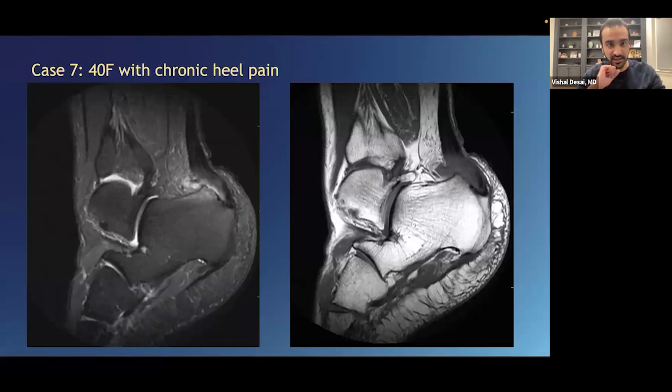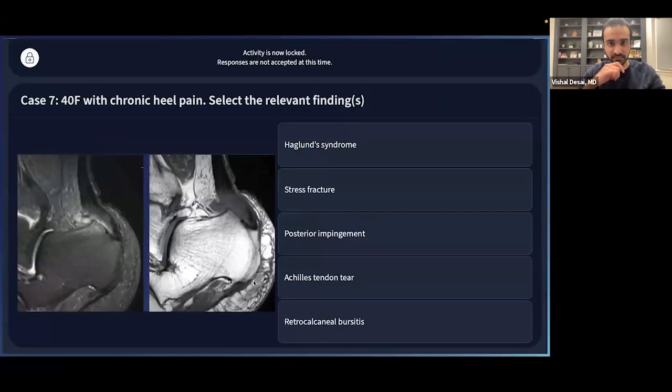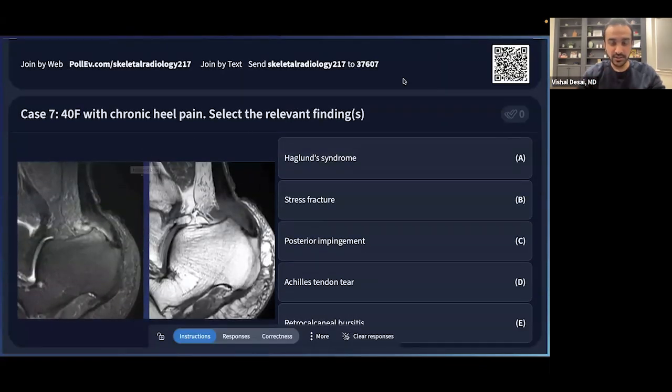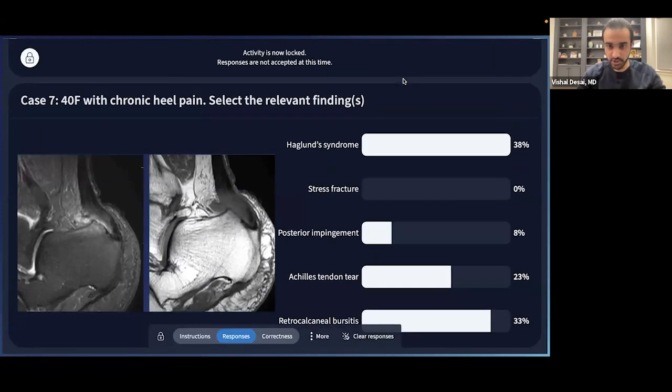Okay, next case, a 40-year-old female with chronic heel pain. So select the relevant findings. We have several findings. Should hopefully be relatively straightforward. Another 10 seconds. Okay, looks like pretty much everyone got that right.